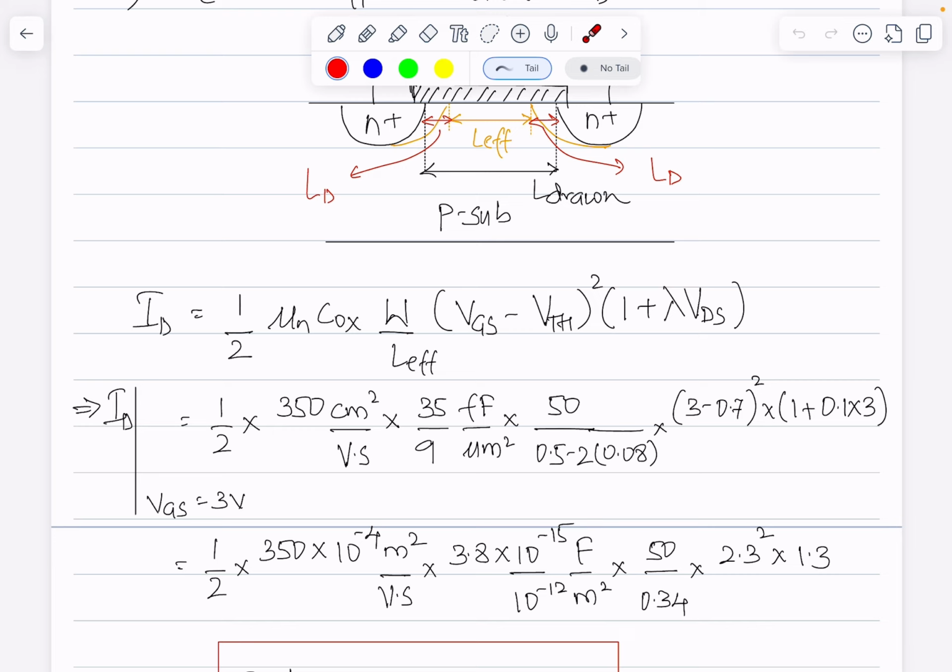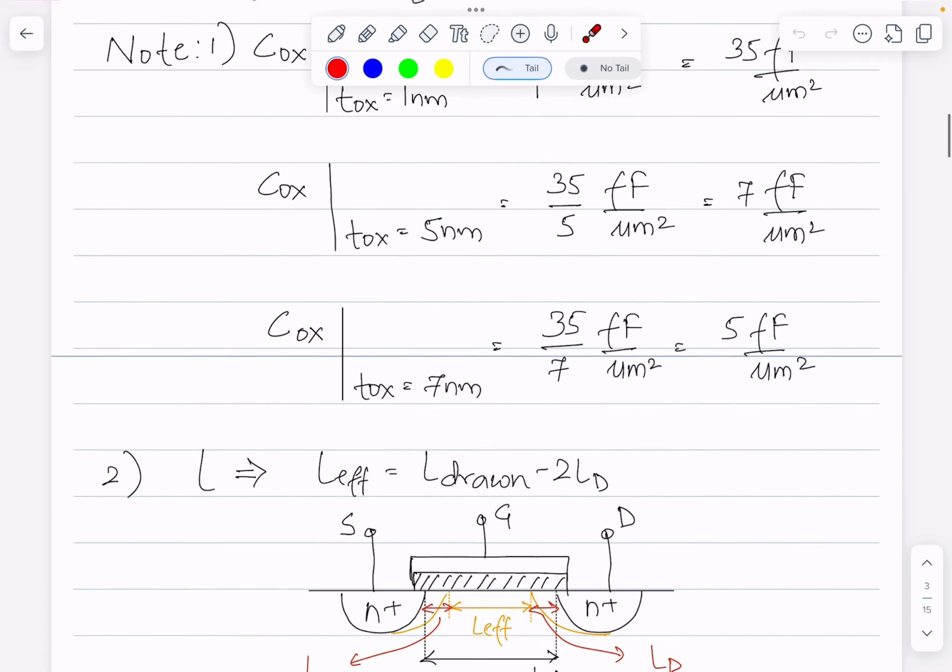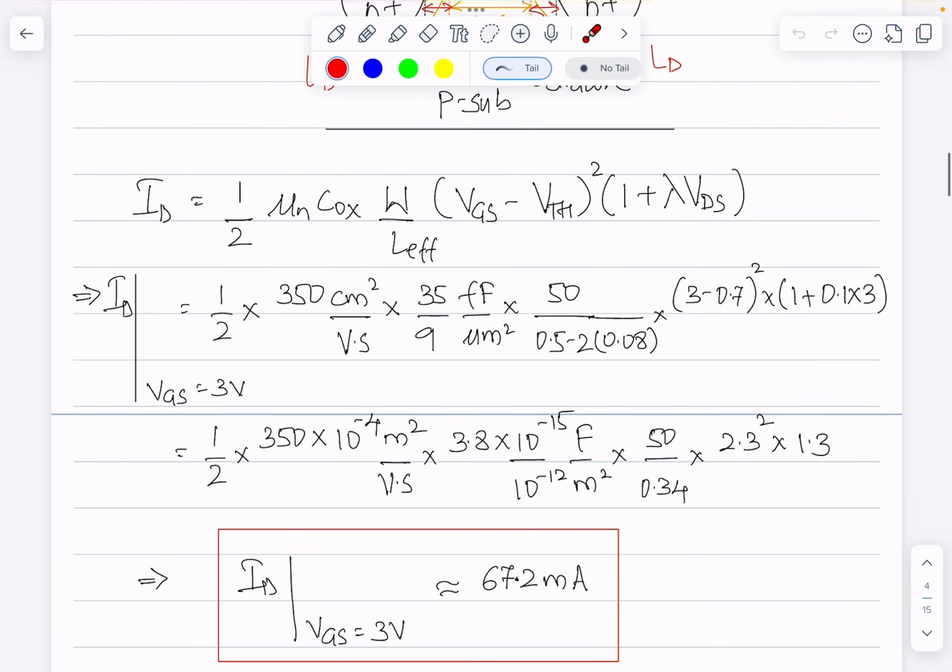Alright, so we want to calculate ID at VGS equals 3 volts. So you have half mu n. For NMOS, mu n is 350, and the units are 350 centimeter square per volt second. Alright, so that's what I have here. And W over L effective. Okay, so sorry, you have mu n, then Cox.